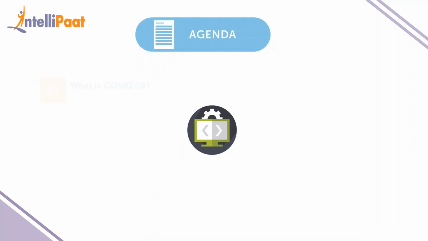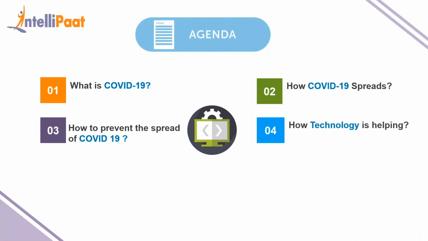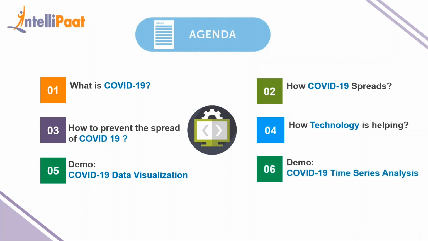So let's take a look at the agenda. We'll begin by understanding what is COVID-19. We'll then move on to understand how COVID-19 spreads. We'll then take a look at how to prevent the spread of COVID-19. Then we'll understand how technology is helping in the situation. Then we'll take a look at a demo that tells us how data visualization could help us in COVID-19. And then we'll take a look at time series analysis and make some predictions about COVID-19.